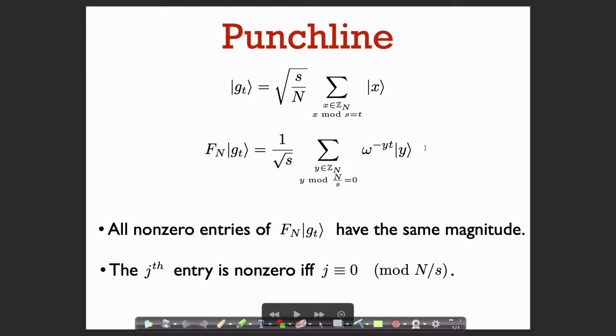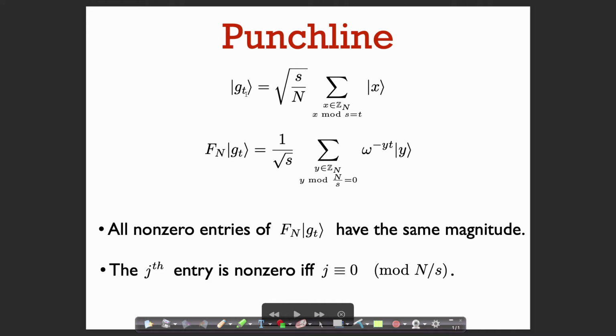We did not need to use the exact form of this state. The properties that were important for us were that all non-zero entries of the Fourier transform of GT have the same magnitude, and that the jth entry is non-zero if and only if j is equivalent to 0 mod n over s. And these two properties hold independent of what the value of t is. Remember that we don't have any control in the algorithm over what t is, but these two properties hold no matter what t is, so that's fine.